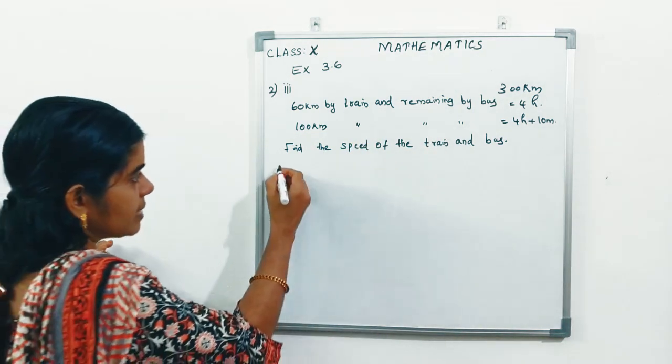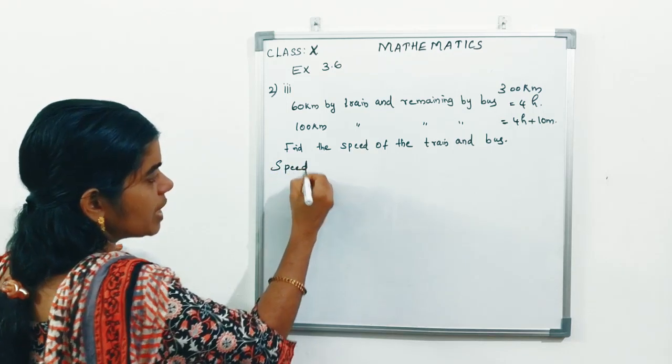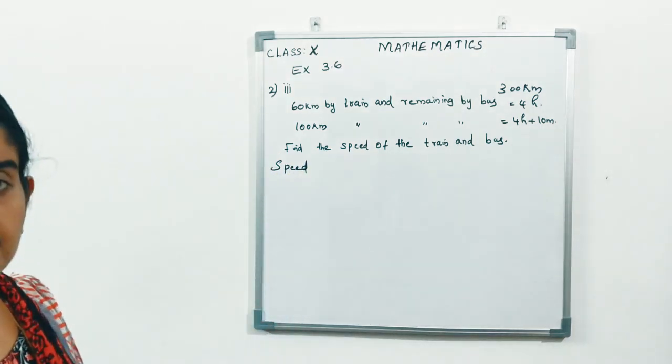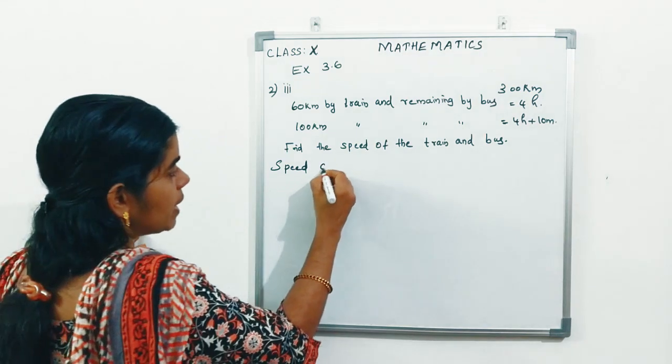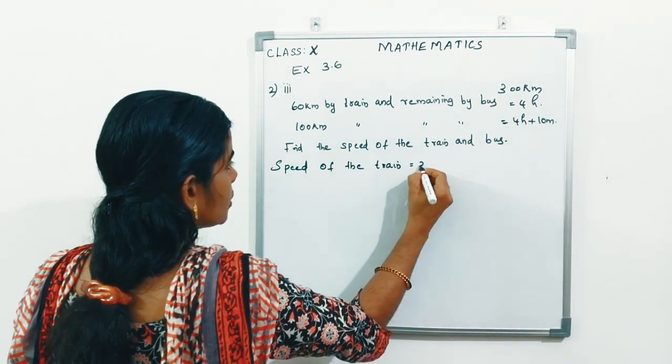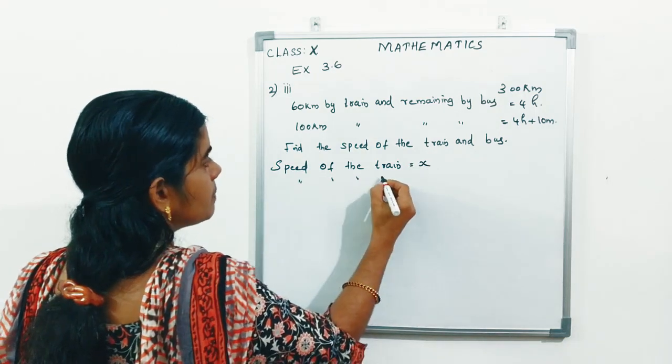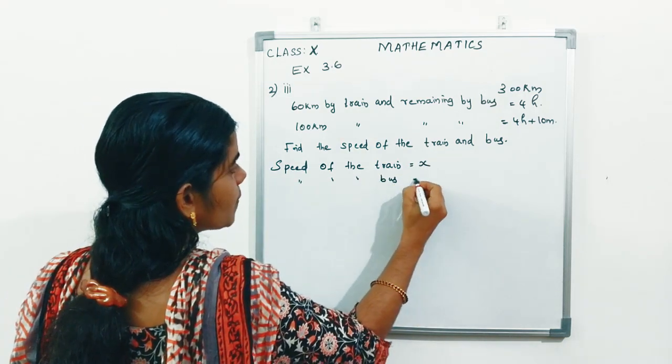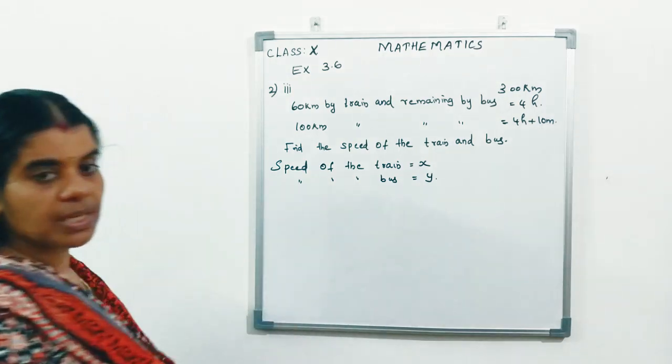First, take the speed of the train as x. What we want to find out, we are taking as x and y. Speed of the train is equal to x. Speed of the bus is equal to y. Then we can form the first equation.